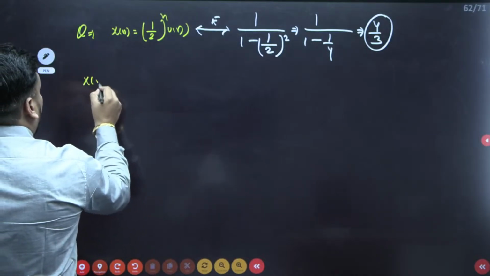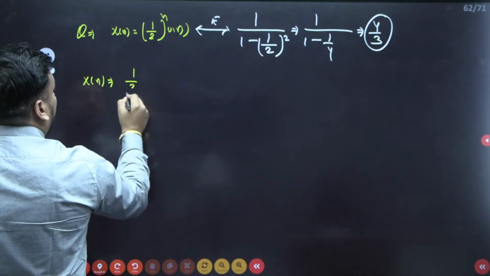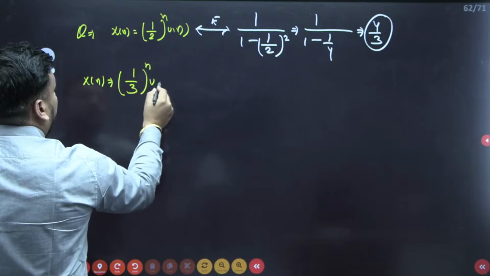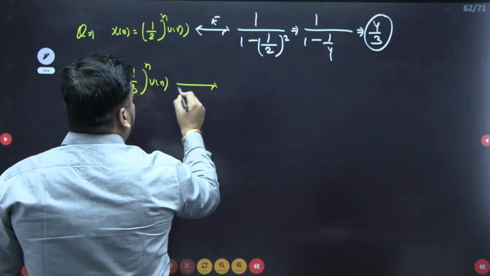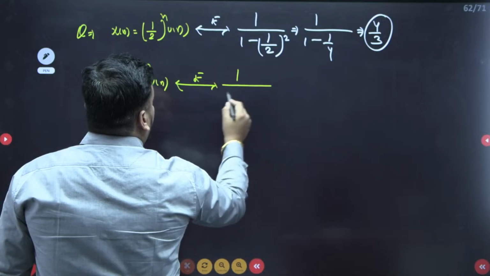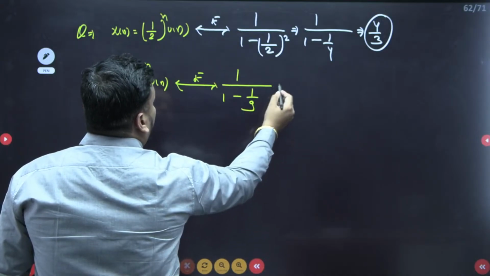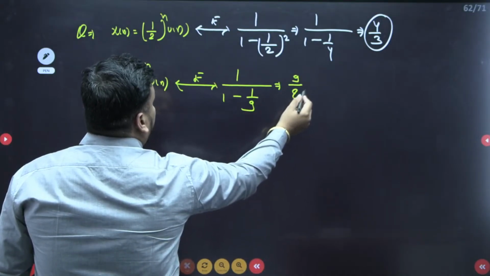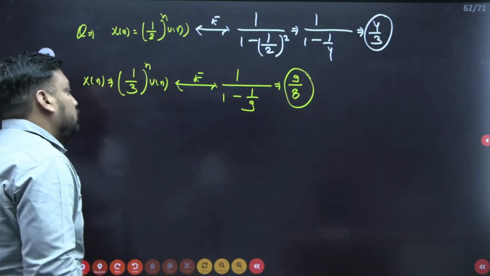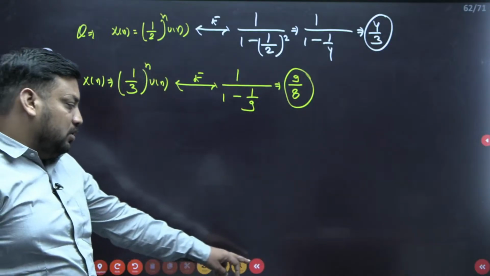Similarly, if I talk about x of n equal to 1 by 3 की power n into u of n, its energy is nothing but what, guys? Again we are having 1 upon 1 minus a का whole square. So it is nothing but actually 9 by 8. बोलो हाँ या ना? बोलो, yes or no?